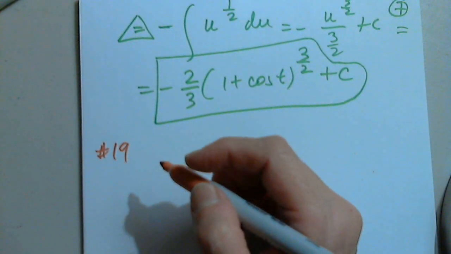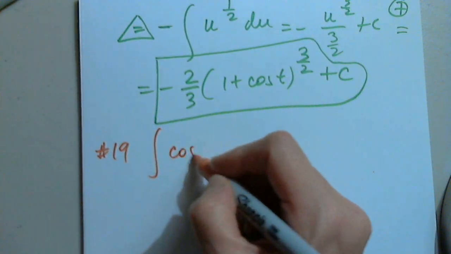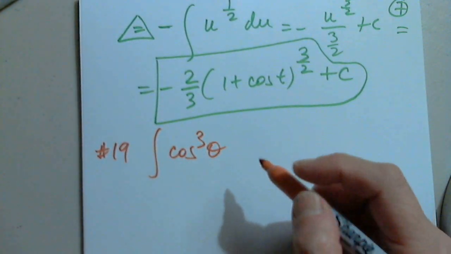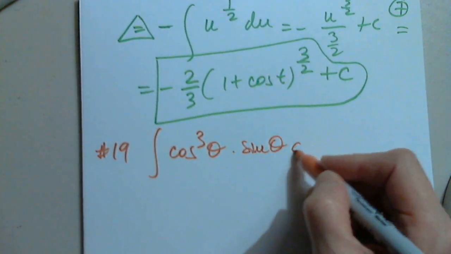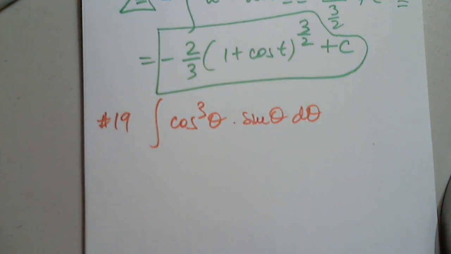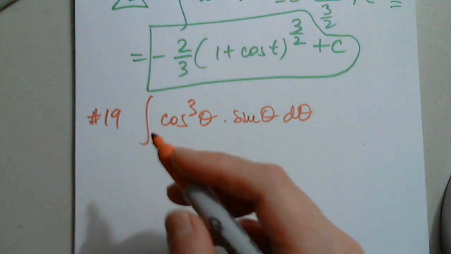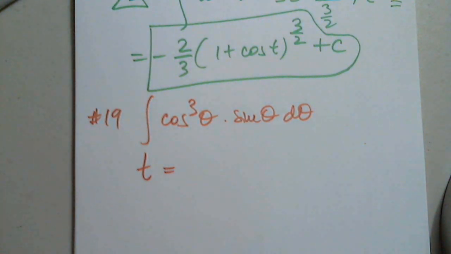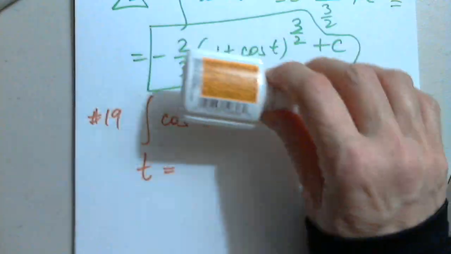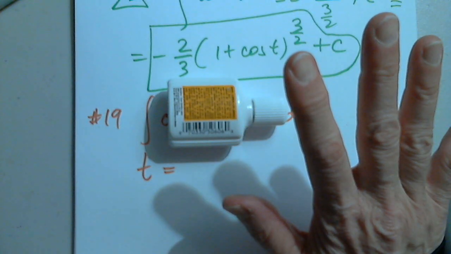Where is it? Cosine, the integral from cosine to the 3rd of theta times sine theta times d theta. Great pick. Good. So let's say let t be. Obviously, here it's a little bit, maybe slightly more difficult. Why?